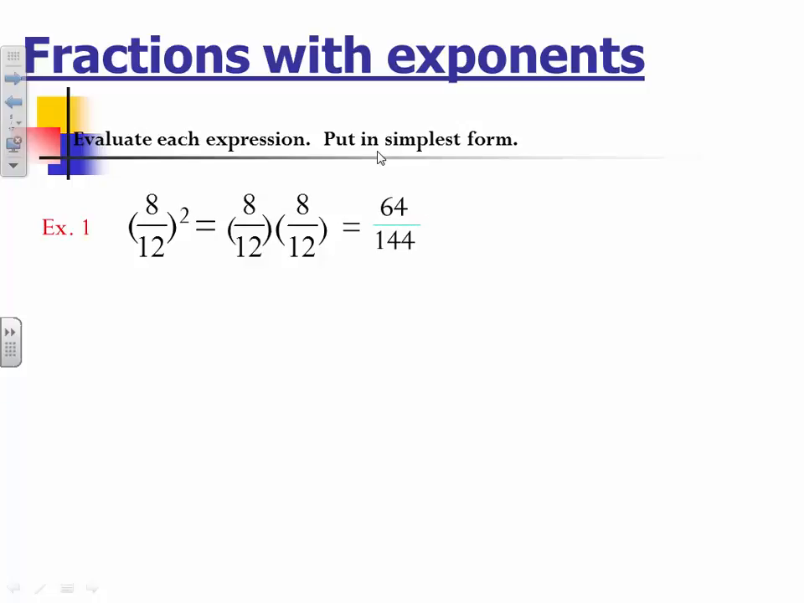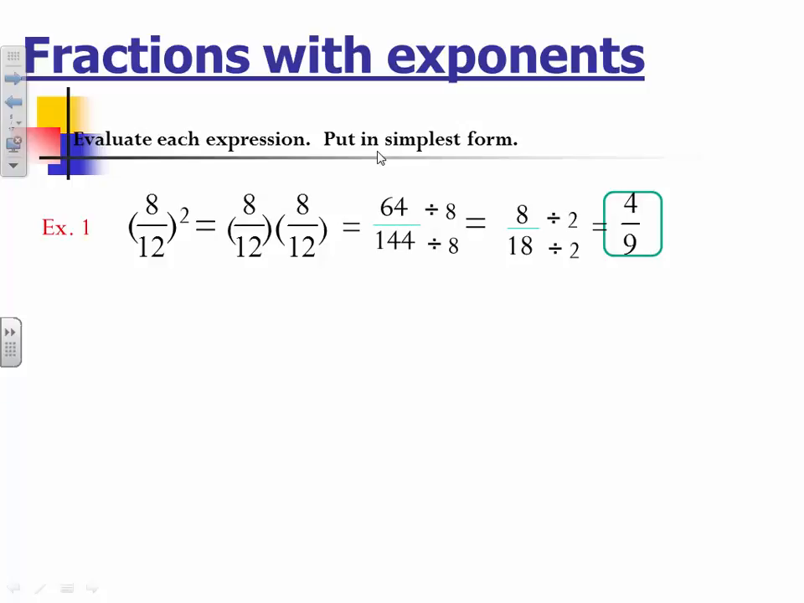So there's some simplifying that can happen here. I'm going to divide them both by 8. 64 divided by 8 is 8. 144 divided by 8, that's a little tougher. That's 18. I can still keep going with this one. Divide both by 2, and I get 4 9ths.